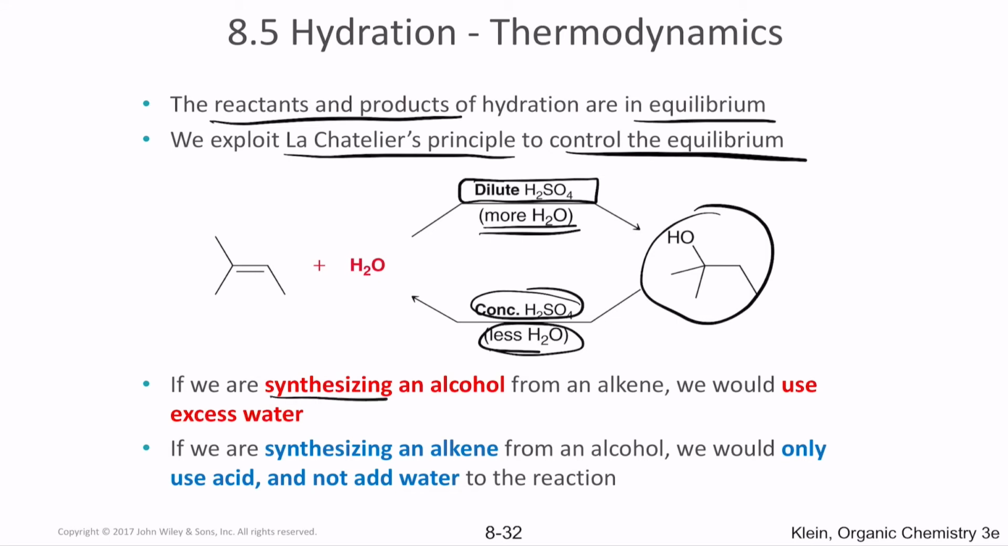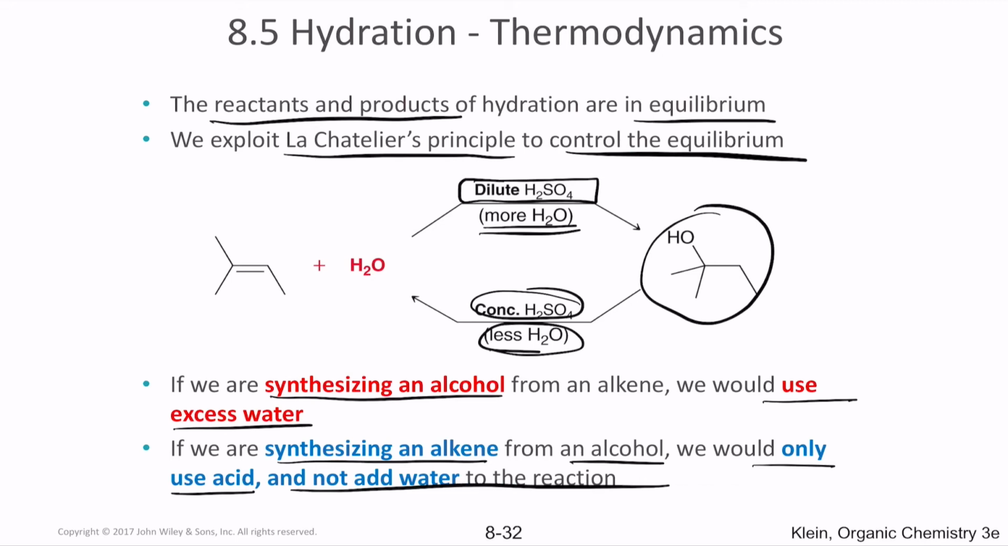Now, if we are synthesizing an alcohol from an alkene, we will generally use excess water. If we are synthesizing an alkene from an alcohol, we would generally only use acid and not add water to the reaction.